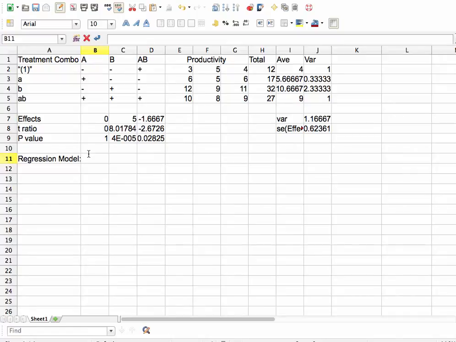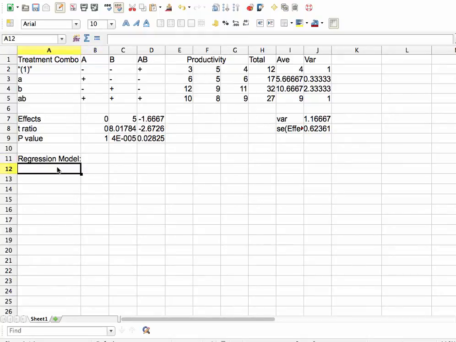And for this regression model, we'll actually have two variables. We'll have x1, which is either plus 1 or minus 1. Plus 1 will correspond to factor A at its high value. Minus 1 will correspond to factor A at its low value. x2 will correspond to factor B with a 1 representing the high value and a negative 1 representing the low value. And then the product of x1 and x2 will represent factor AB.